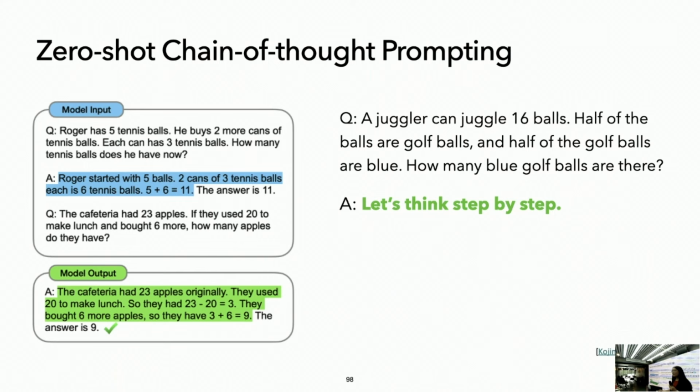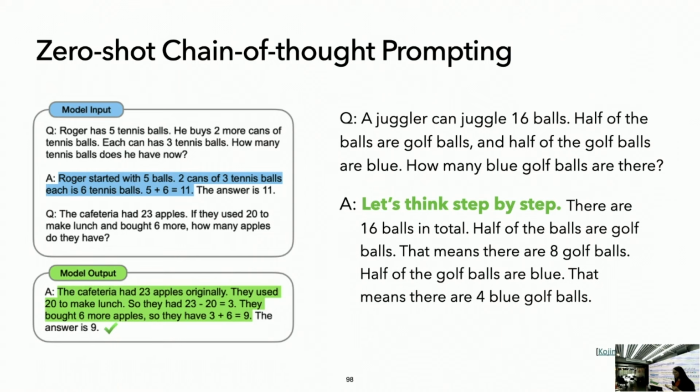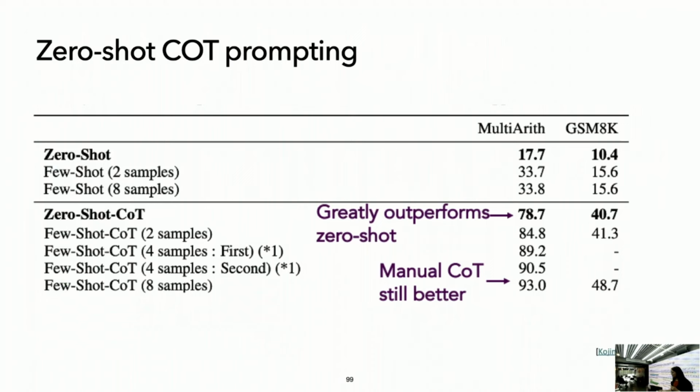And then the model is going to output: there are 16 balls in total. Half of those are golf balls. This means that there are 8 golf balls. Half of the golf balls are blue. This means that there are 4 blue golf balls, which is correct. So zero-shot chain of thought prompting actually has very impressive performance.